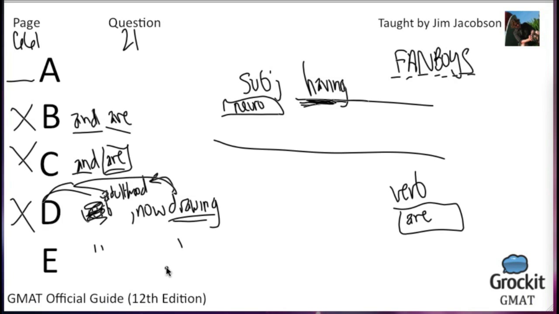Drawing needs to be modifying neuroscientists, which is what we have in choice A. Neuroscientists, having amassed, are now drawing. By making it part of a verb, it's clearly modifying the subject of the sentence. So choice E has adulthood, comma, now drawing, which is a problem. Choice A is our correct one.